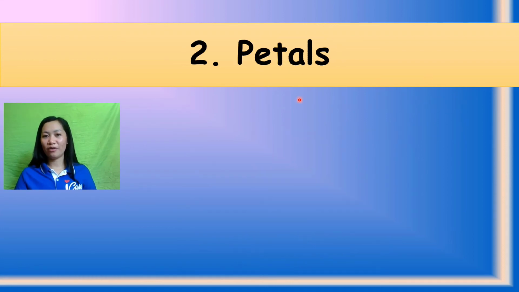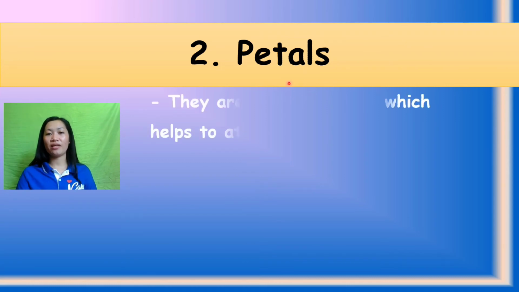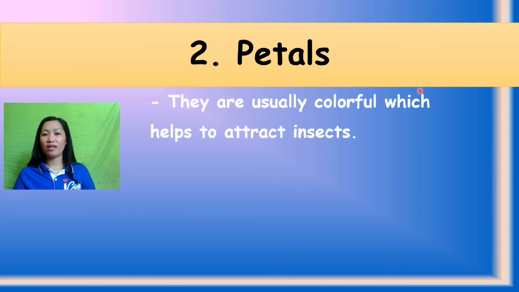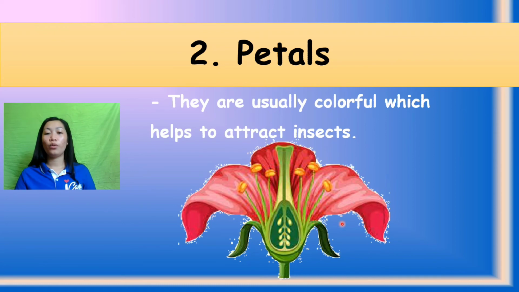We also have the petals. The petals are the colorful part of a flower, and they are used to attract insects. Which do you think is the petals? Yes, this one. It's the colorful part of a flower, which is the petals.